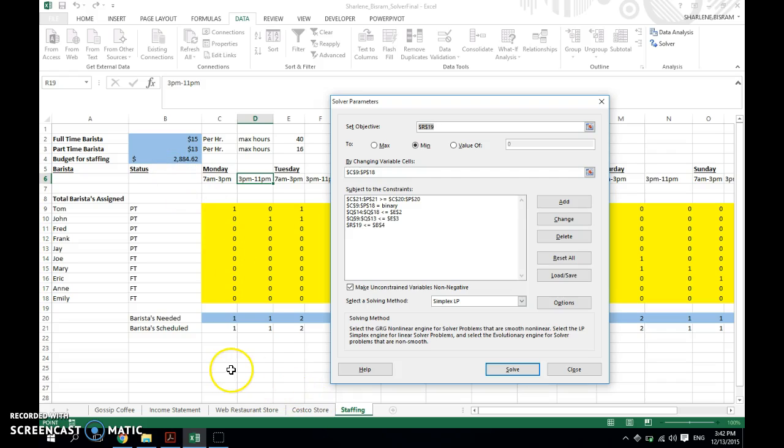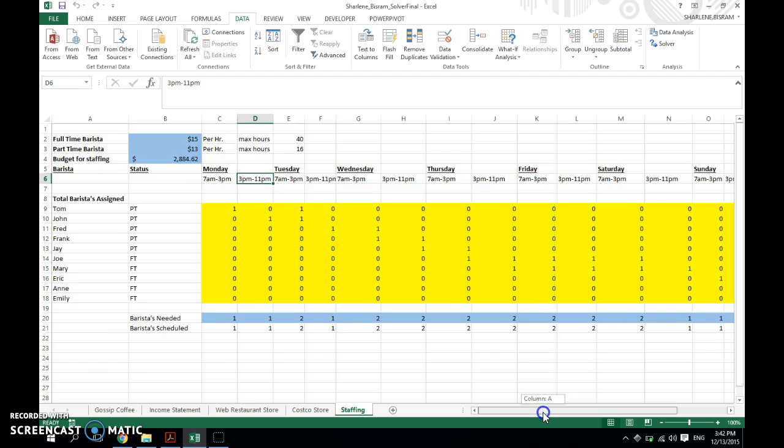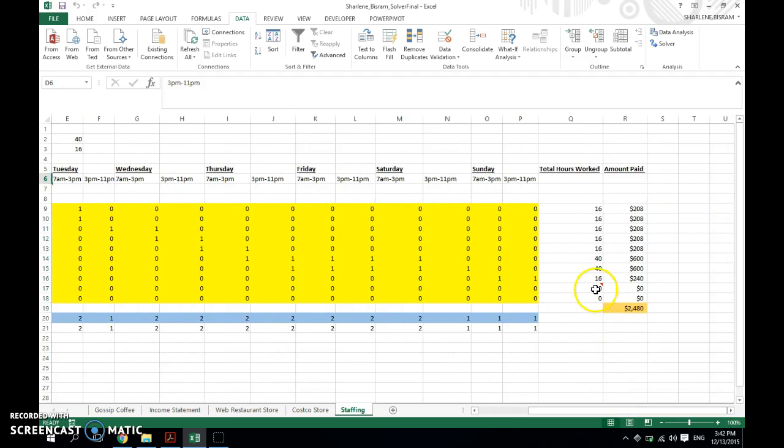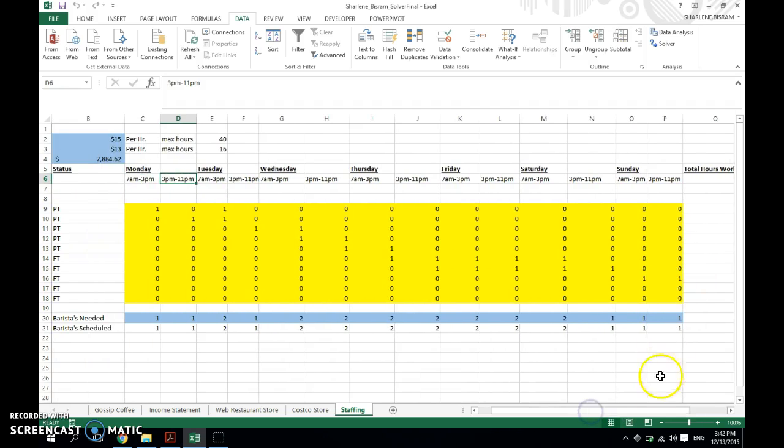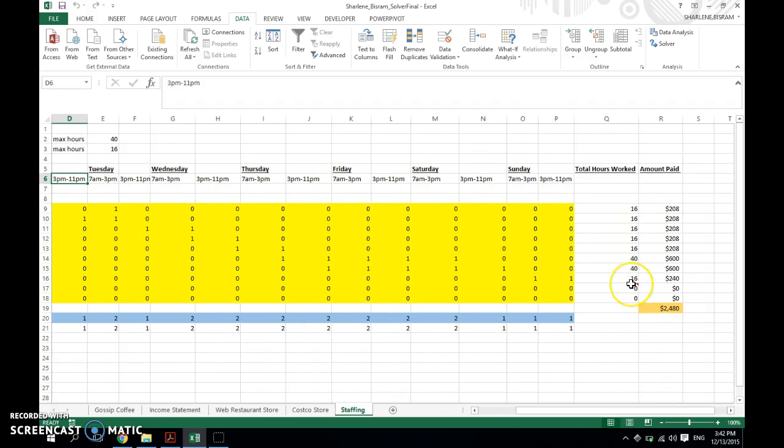Solver did find an optimal solution. However, we see that we hired too many people because we can see that 2 individuals are actually not getting any shifts. So even though Solver did find an optimal solution, there are individuals that are not working. So that is not really the definition of optimal.